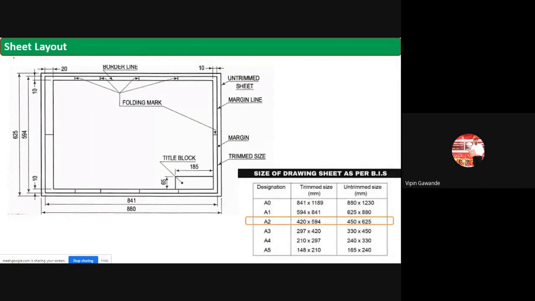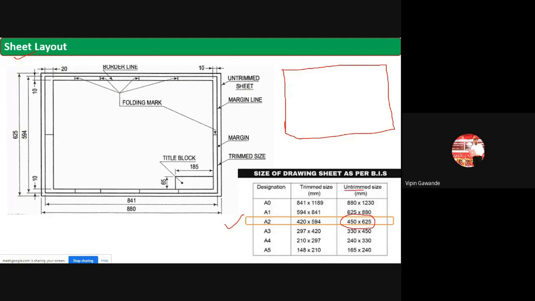Now today we'll start with the sheet layout. What is this sheet layout? For drawing, we are using drawing sheets. When you purchase the drawing sheet from the market, it comes something like this. Now what is the dimension of this sheet? Suppose you purchase the A2 size sheet. This is your A2 size drawing sheet. When you purchase the sheet, it comes with these dimensions, which one? 450 by 625.